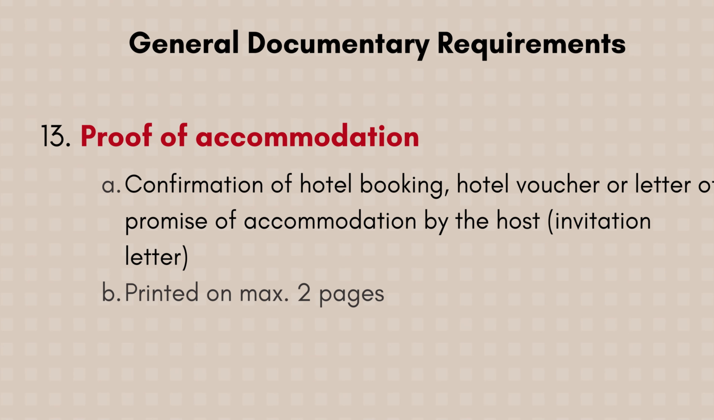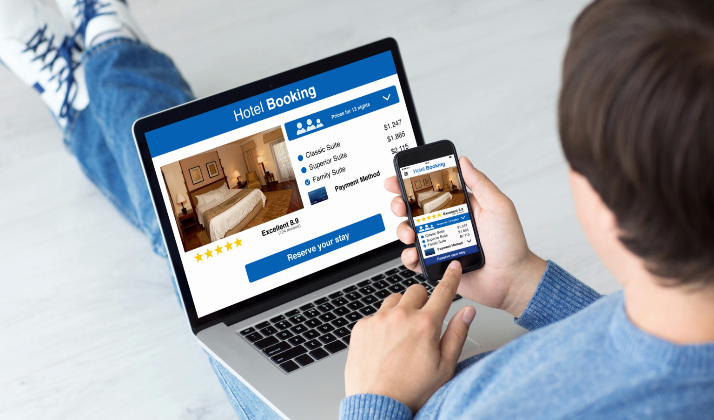Number 13, proof of accommodation. This will be the confirmation of the hotel booking. It can also be a hotel voucher or a letter from your host, which would be an invitation letter. For the Austrian Embassy, they're requesting that it be printed on a maximum of 2 pages.